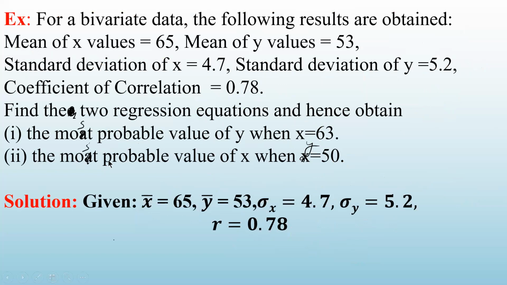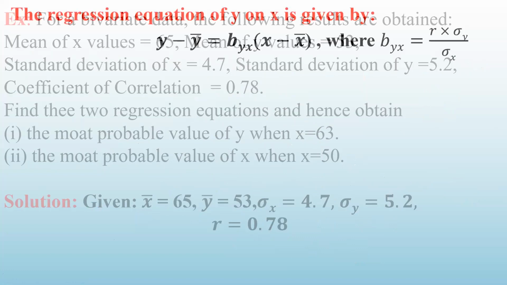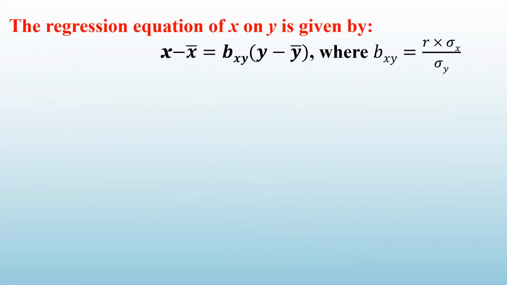Look at here. Find the most probable value of x when y is 50. In this problem, you have to find the value of x when y is given. So you will require the regression equation of x on y. Okay. So we will first write down the standard form of regression equation of x on y. Look at here. The regression equation of x on y is given by x minus x bar equal to bxy into y minus y bar.